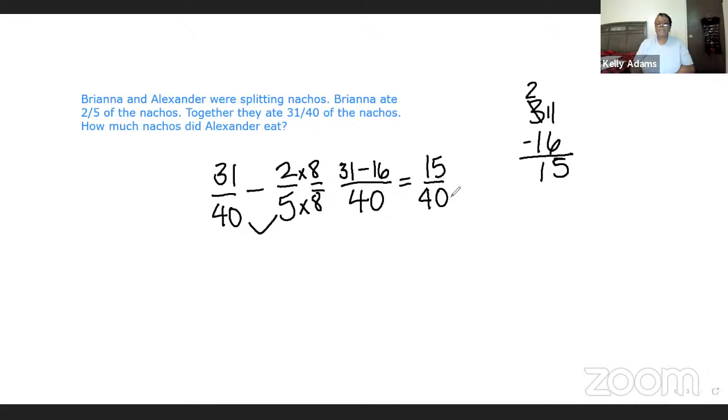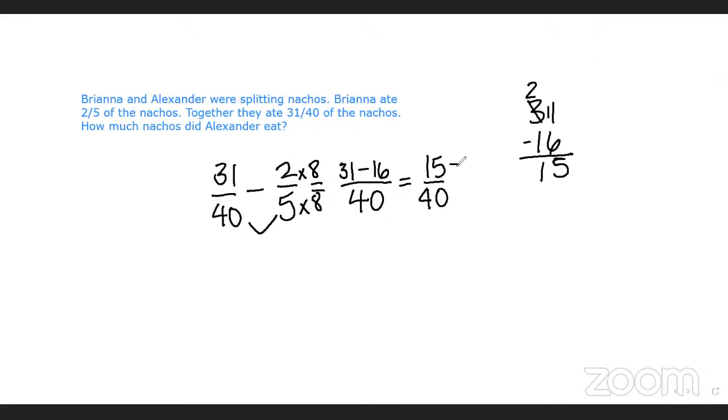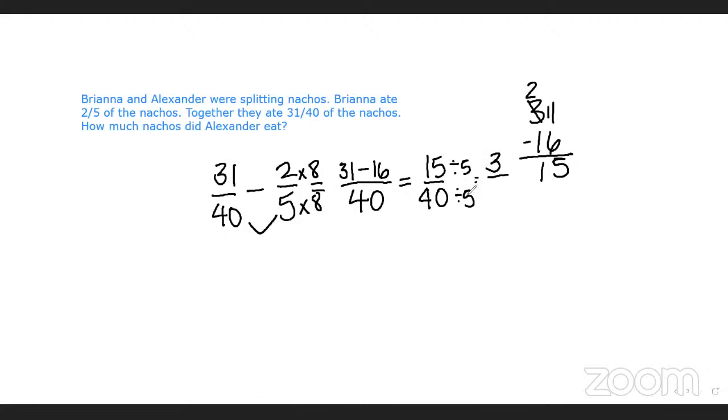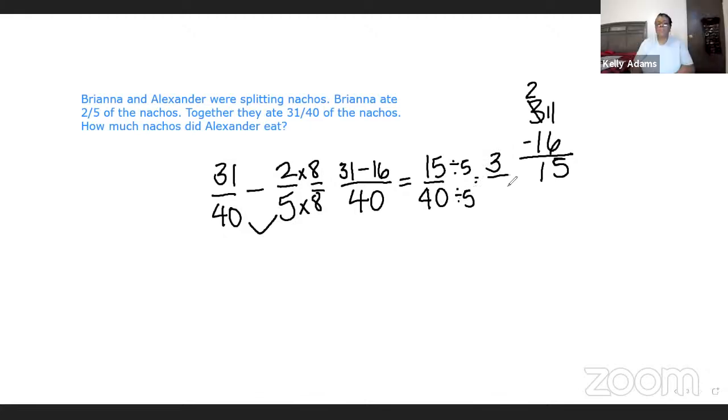15/40. What times table has both 15 and 40 in it? The 5s. I'm dividing by 5. 5 times what is 15? 3. And 5 times what is 40? 8. My answer is 3/8. He ate 3/8 of the nachos.